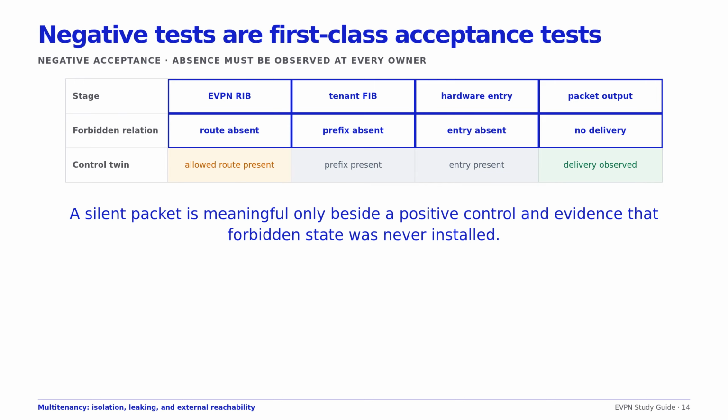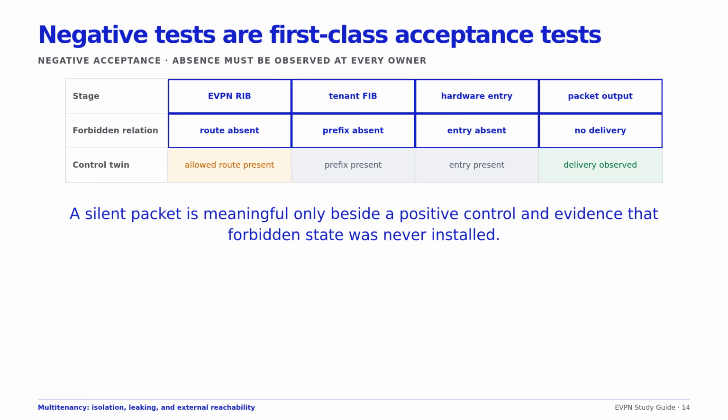For each positive test, write at least one negative twin. If blue reaches its DNS service, gold must not reach blue through that service. If a tenant receives an internet default, it must not receive an infrastructure or another tenant prefix. If overlapping hosts communicate inside their own VRFs, neither flow may appear on the other's attachment.